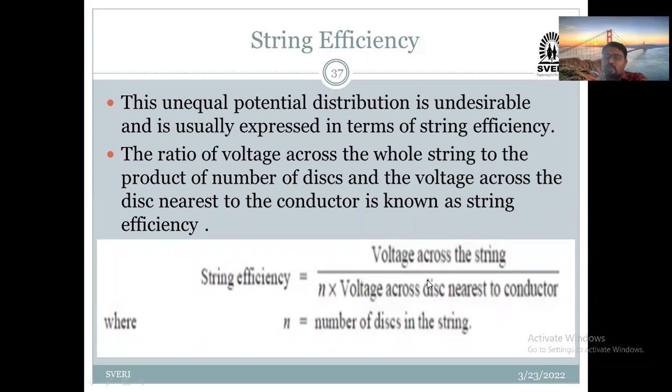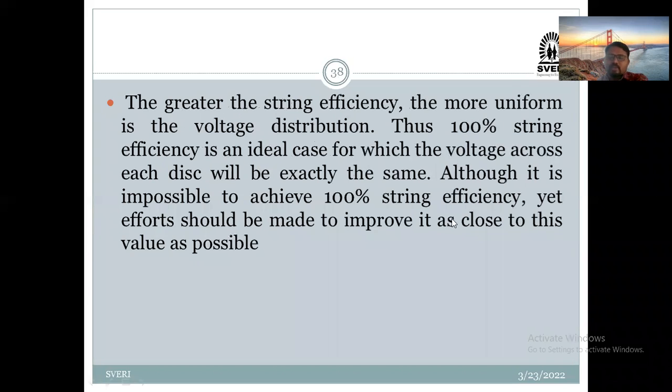Now, what they want to say is that the greater the spring efficiency, the more uniform is the voltage distribution. Greater the spring efficiency, meaning what? The greater your spring efficiency, the more uniform your voltage distribution will be. Uniform means V1, V2, V3 will have nearly equal values.